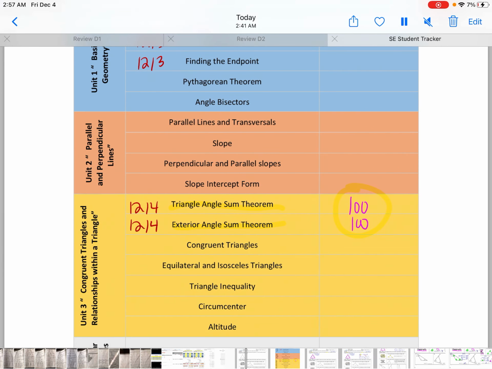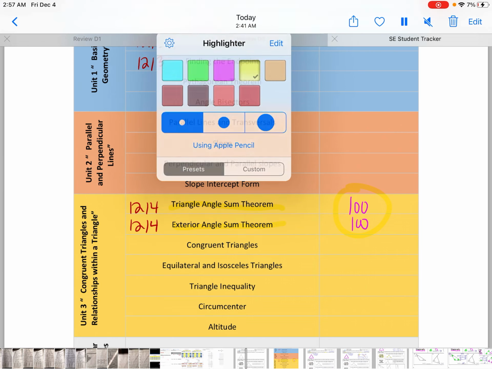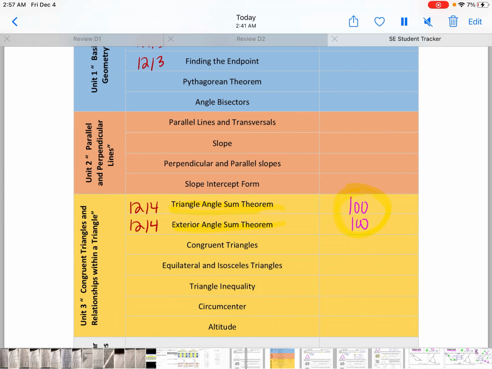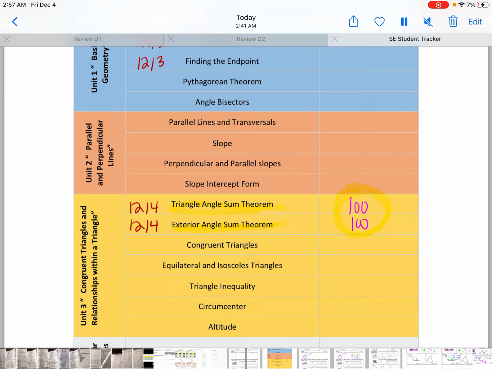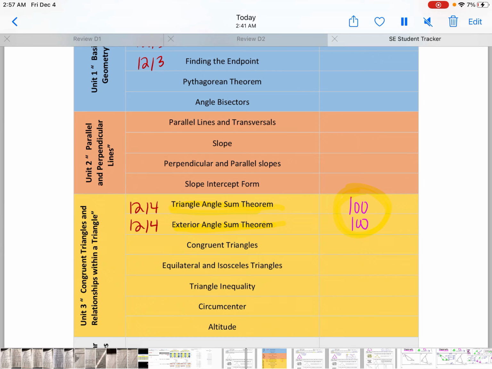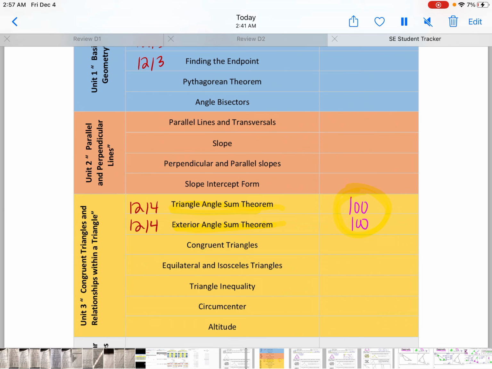So the first thing that I want you to do is open your tracker. We're going to be reviewing the triangle angle sum theorem. The expectation is that after you take your exit ticket, you come back and update the tracker. I'm going to give you about a minute to have that tracker ready, so give me a thumbs up on the chat once you have it ready.